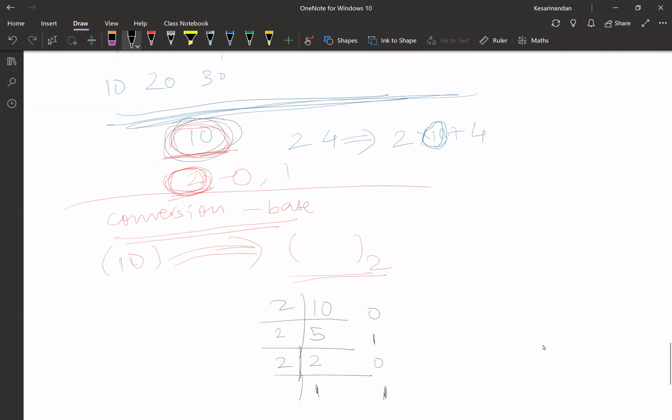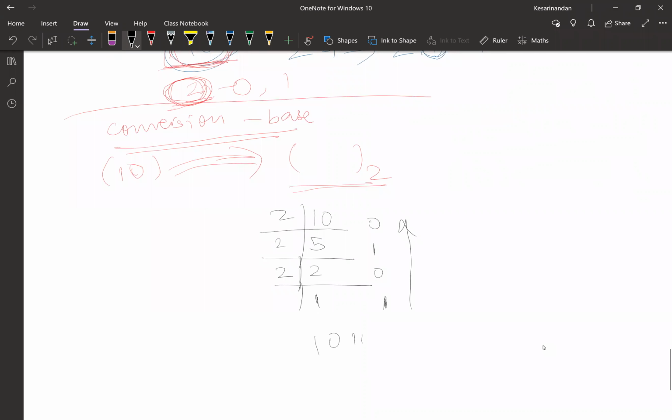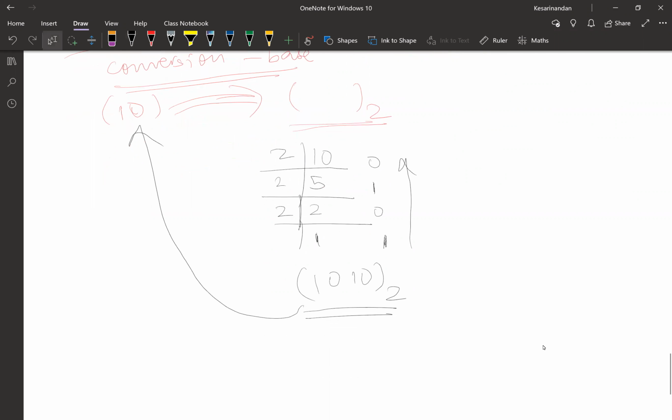Now in which order will we write it? From bottom to top. Exactly. So this will be 1 0 1 0. And how do we go from this back to this? We multiply, starting from the very right one. Perfect. So what we'll do is we'll index our numbers. That would be 0, 1, 2, 3.